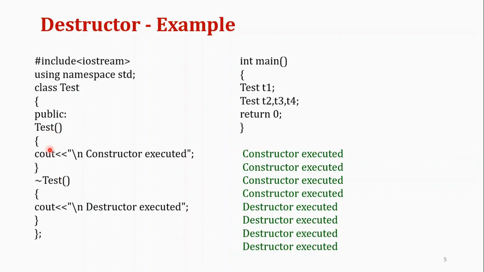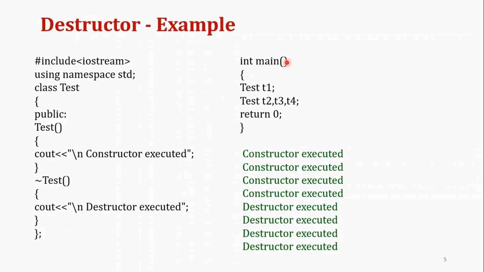The constructor will be called automatically whenever the object is created, and this destructor will be called automatically whenever the object goes out of scope, or sometimes when the delete function is explicitly called. So whenever the object's scope ends or the program terminates, the destructor will be called automatically. So that is the end of the destructor and then the end of the class.